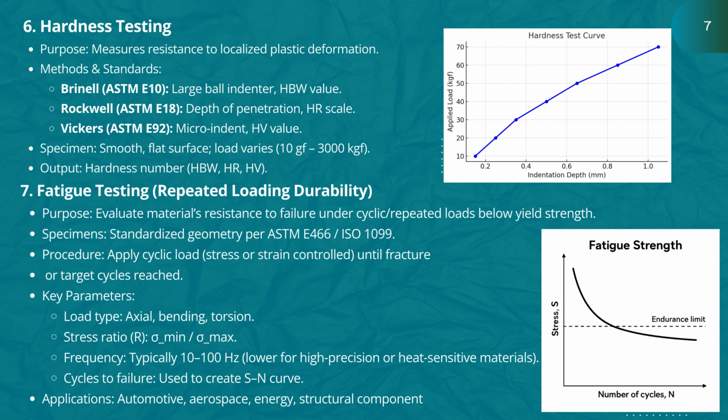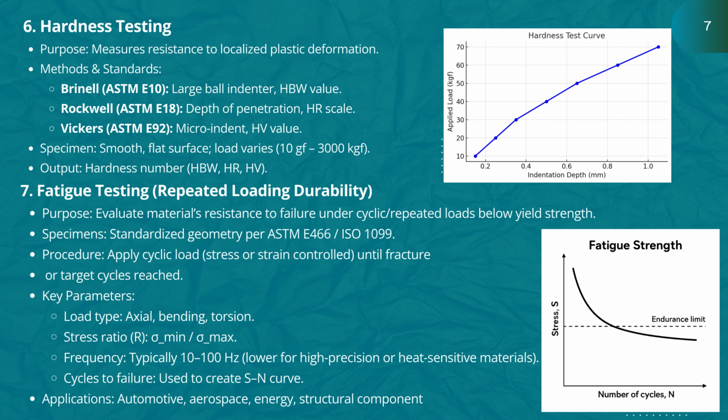Now let's talk about fatigue testing. This is about evaluating a material's resistance to failure when it's subjected to cyclic or repeated loads. But importantly, these loads are below the yield strength. We usually test standardized specimens as per ASTM E466 or ISO 1099. The procedure involves applying a cyclic load, either stress-controlled or strain-controlled, until the specimen either fractures or reaches a target number of cycles. Some key parameters.